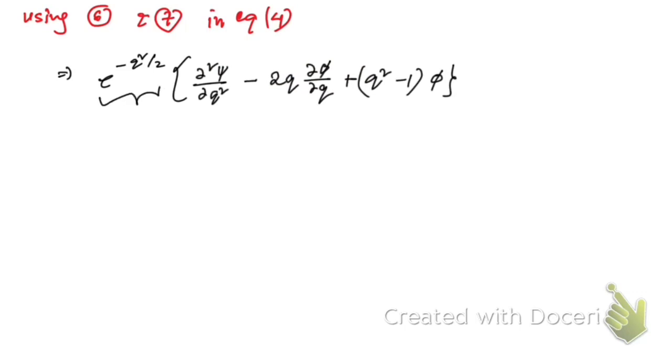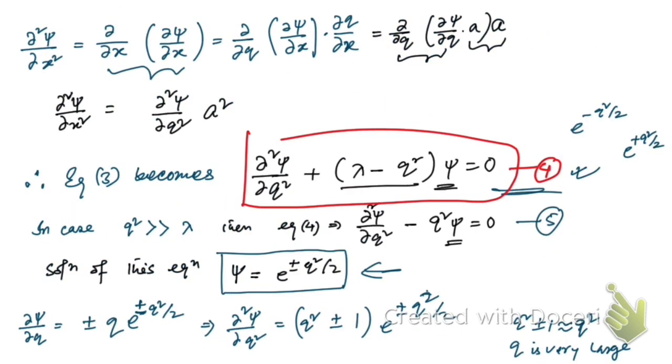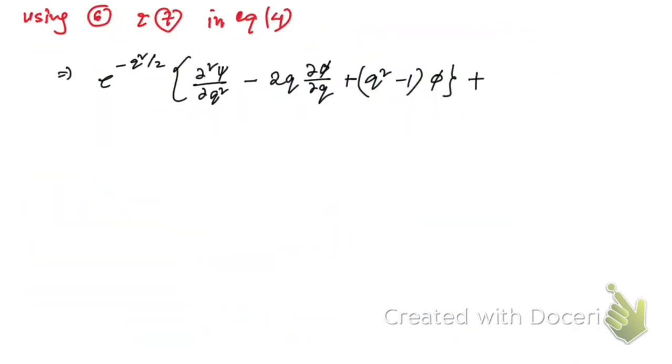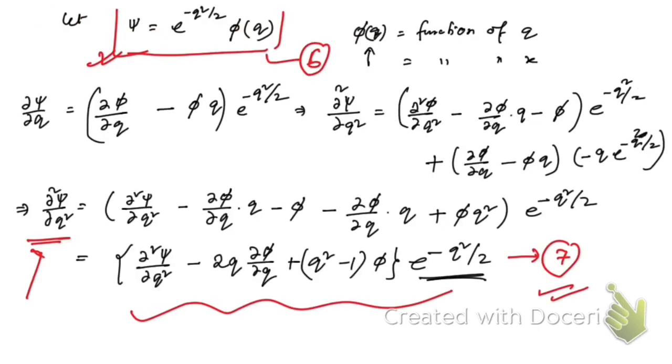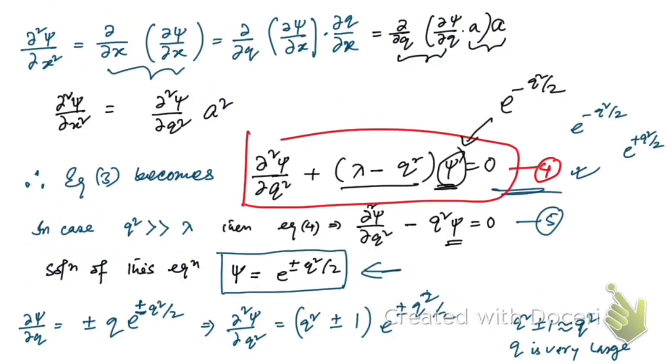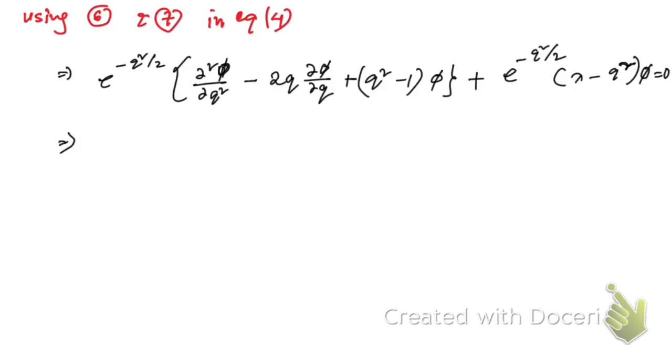So I have just written this one here. On the previous slide, it was on this side, okay? Nothing different, okay? So then plus, then we had in equation number 4, you can see we have this one into psi, and psi is replaced now by e to the power minus q square by 2 into psi of q, and then this equation becomes e to the power minus q square by 2 into lambda minus q square, psi is equal to 0. That's what we have got, right? So hope you have understood this, okay? Actually here you see this psi is replaced by this one into psi of q, and if you simplify this equation, you're gonna get this, right?